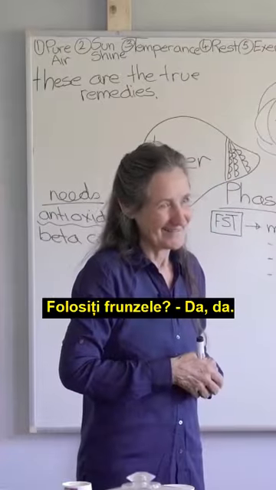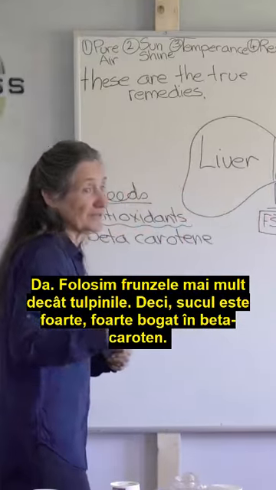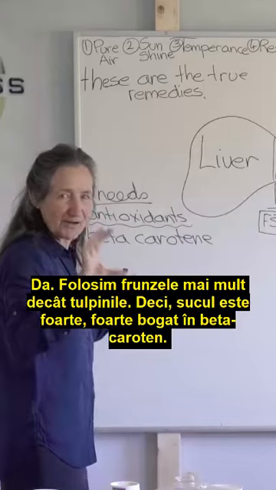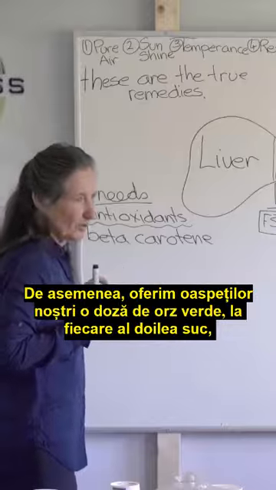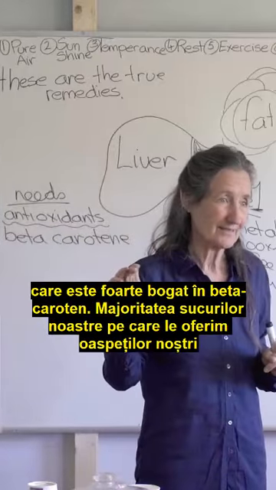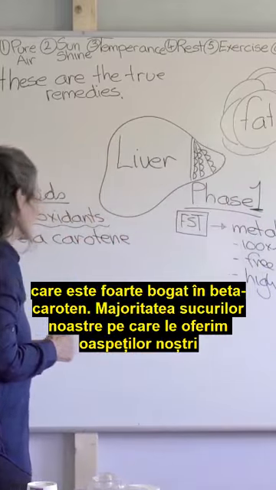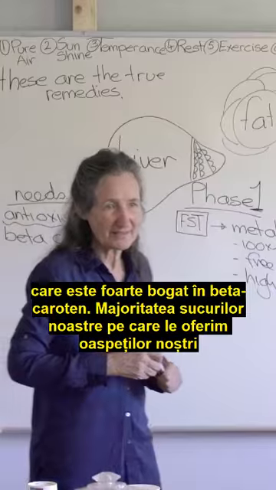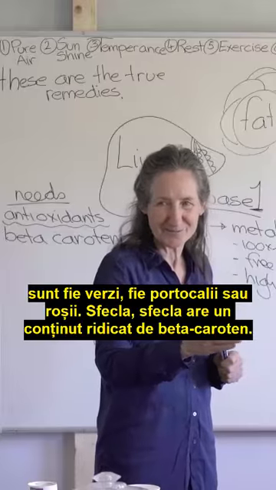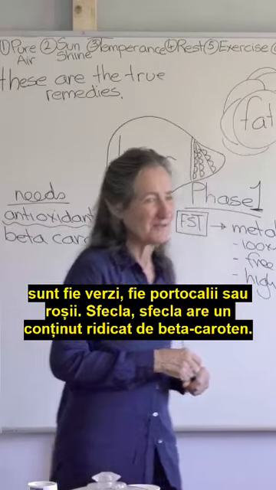You use the leaves and the... Yes. We use the leaves more than the stems. So that juice is very, very high in beta-carotenes. We also give our guests a shot of green barley every second juice. That's very high in beta-carotenes. Most of our juices that we give our guests are either green or orange or red. So your beets are high in the beta-carotenes.